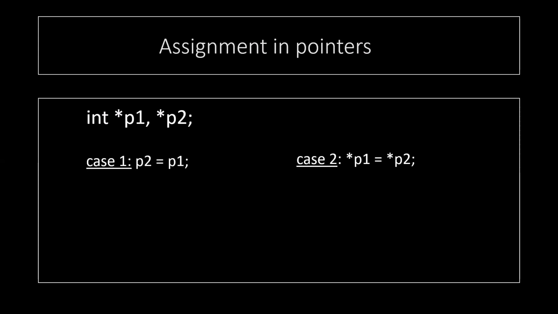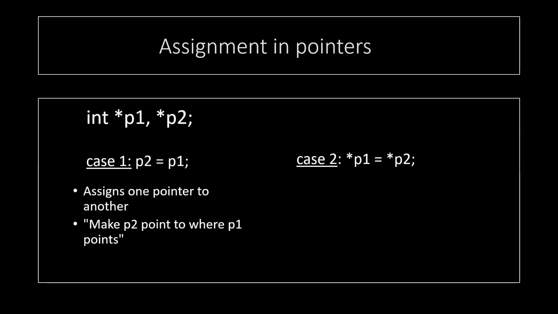As you can see, I have taken two pointers, star p1 and star p2. These are of integer type. While using the assignment operator, we usually have two cases. One is p2 equals p1, in which we're assigning one pointer to another. That means whatever address value is stored in p1 is being copied to p2. Now p2 and p1 are pointing towards the same address value.